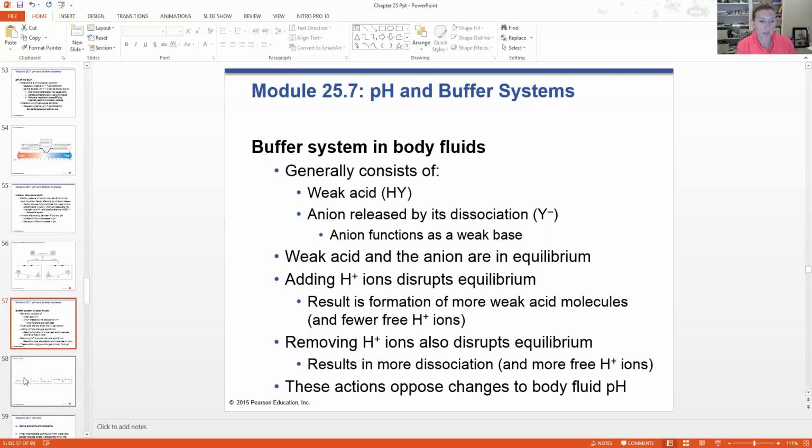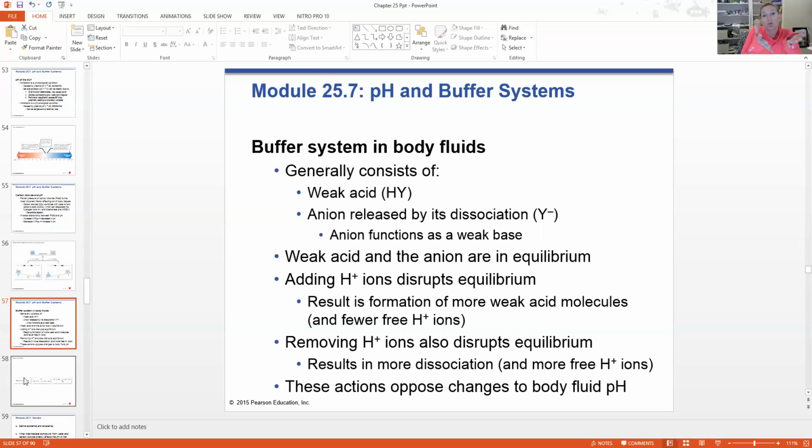So we have mentioned that bicarbonate buffer system in the body, but we haven't talked about all of the buffer systems in the body. There are a few different buffer systems that act in the body, generally consisting of a weak acid and the anion that is released by the dissociation of that weak acid. So the anion is going to function as a weak base. So you have this relationship between a weak acid and a weak base kind of ebbing and flowing back and forth depending on what your body needs.